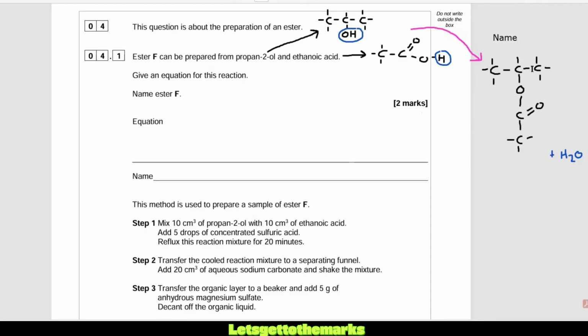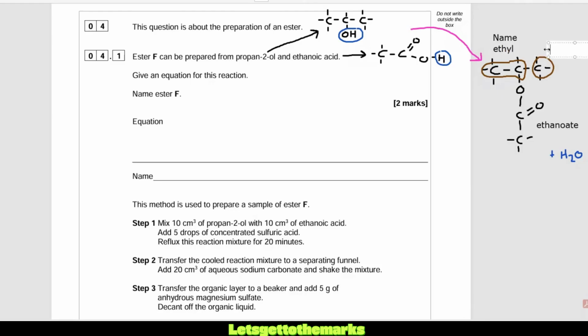Well, you could call this propyl and then ethanoate. The carboxylic acid always gives the carboxylate ion, so like ethanoate, propanoate, butanoate. So it'll always be ethanoate. But there's some variations on how we name the side parts. So, for example, there's an ethyl and a methyl, but the ethyl is connected to the main chain.